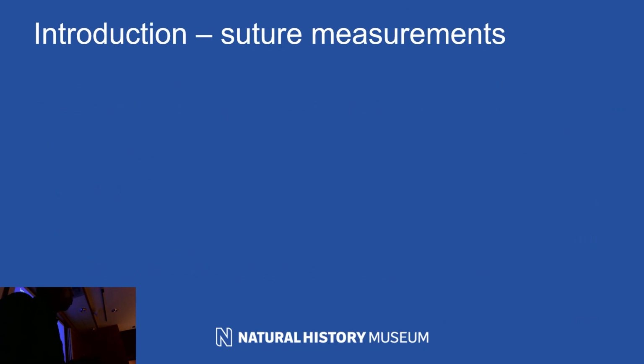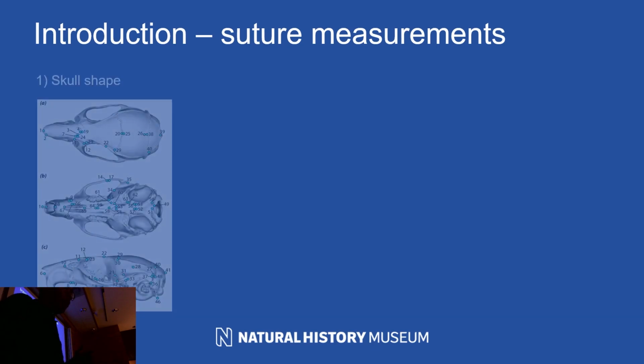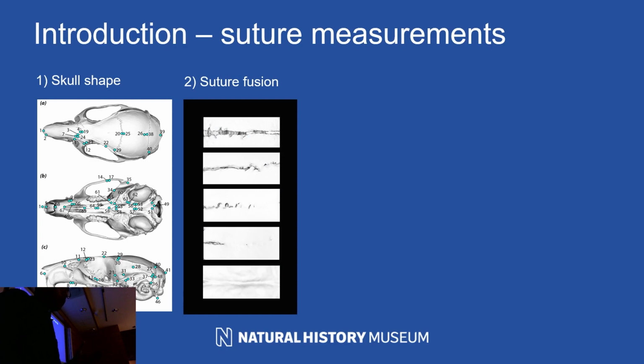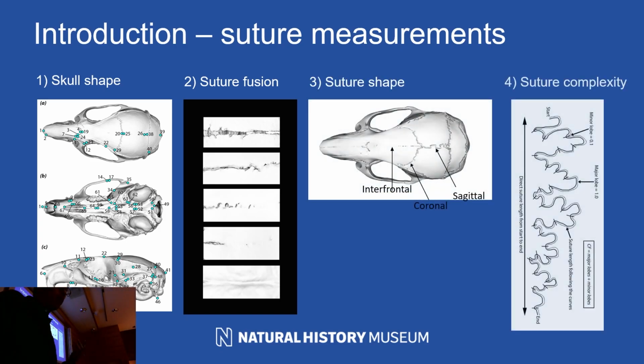To measure the sutures, we plan to take four different measurements. First is, of course, the overall skull shape. The other three are more suture related. The second is suture fusion, because different mammals might have different fusion of the suture, and to understand this it can be really important to know, for example, how hard the skull is, and other things as well. And then three and four are the suture shape and the suture complexity.